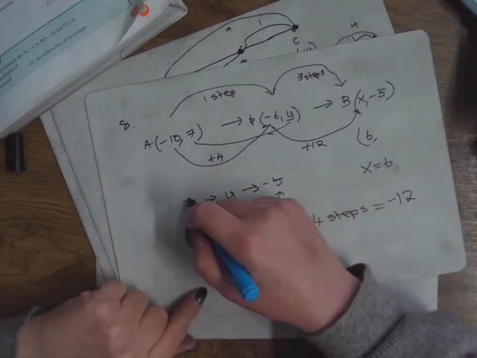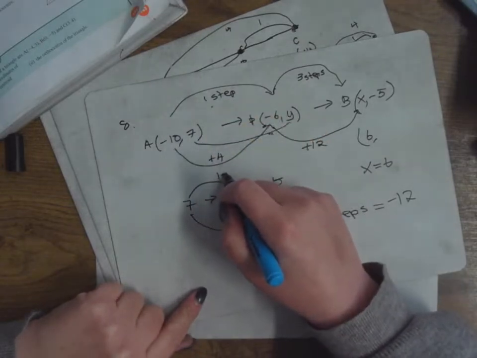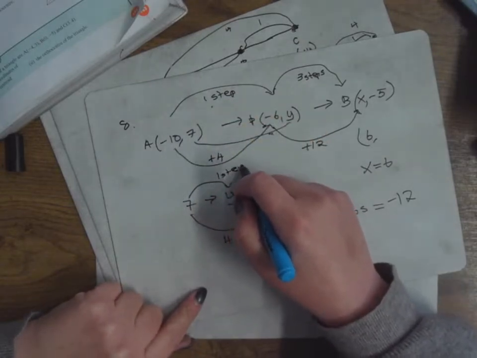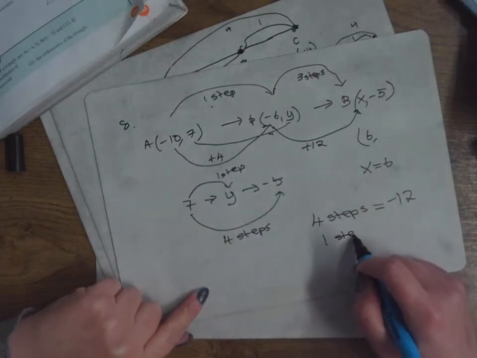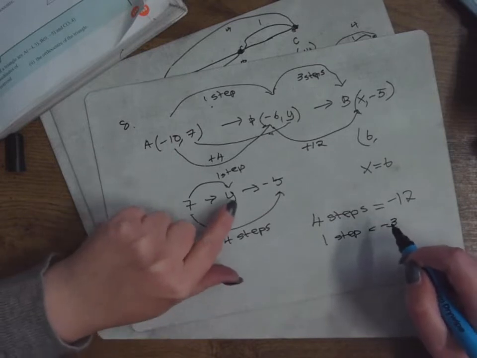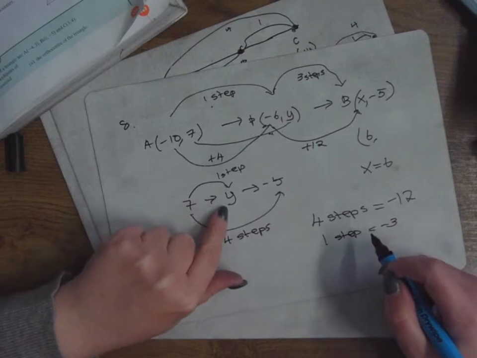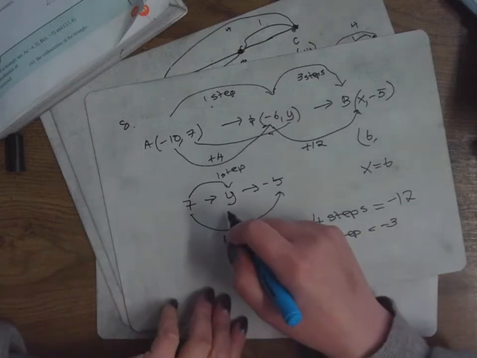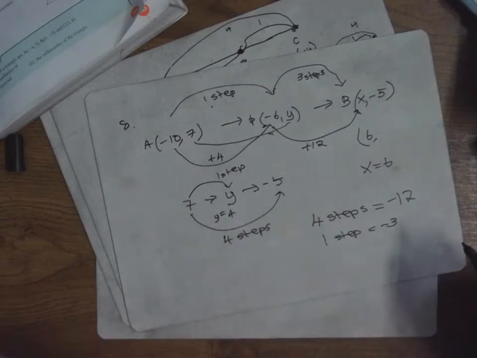But to go to the middle I only want to go 1 step. So if 4 steps is to take away 12, what would 1 step be? Take away 3, wouldn't it? Divide by 4. So to take away 3, what would y be equal to? Just to go 1 step, y would be 4. So y equals 4. And that's my answer.